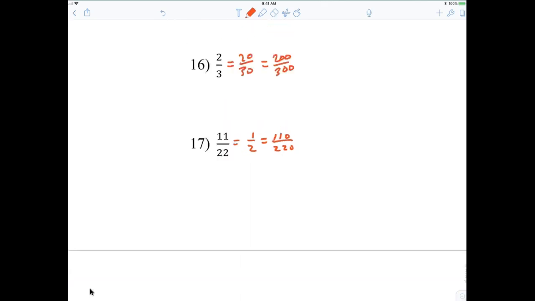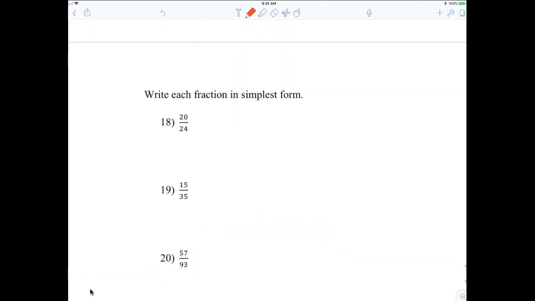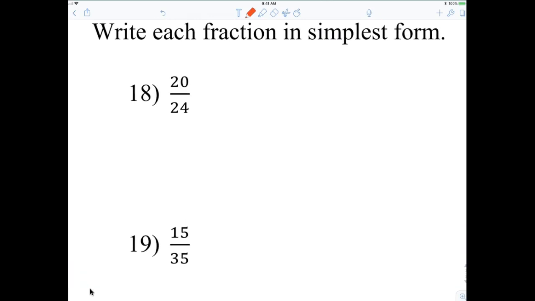All right, let's take a look now, now you have to simplify. So, Ava, what are we doing with 20 over 24? Divide by 2. So that would be 10 over 12. Then what? Which would make it 5 over 6. Yes, good job.